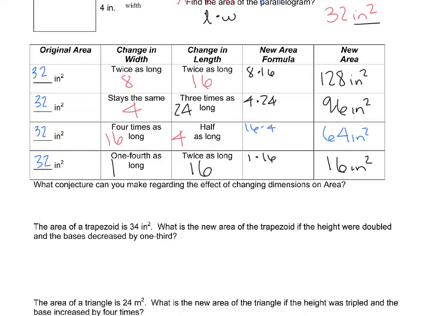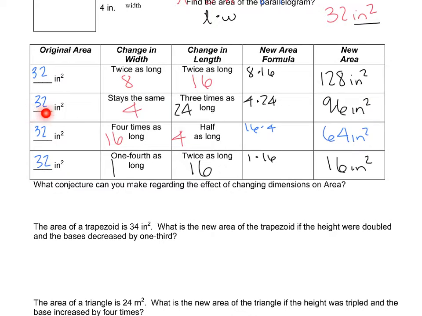Oh, so it looks like the pattern here is if you take the original area and you multiply it by the two different changes, or even if the changes are the same, you still have to multiply by those two changes, then you get the new one. So for example, if you do 32 times twice as long, which is 2, times twice as long, which is 2, you end up with 128.